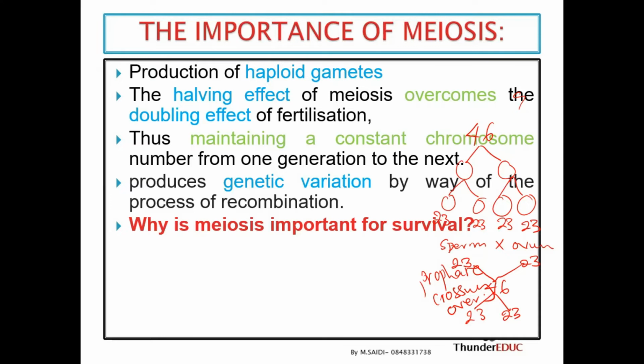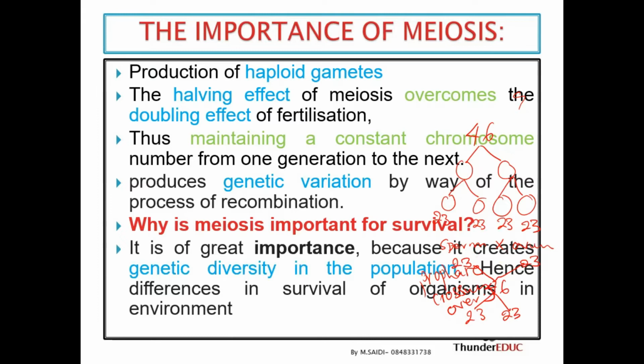Yes, if you can't survive, then it means that you have to migrate to the area which you can survive, or where you can compete better. If you can't, then you die. You are wiped out. So the importance of meiosis is to bring about variation, so that now there is survival of these organisms in the population. It is of great importance because it creates genetic diversity in the population, hence difference in the survival of the organisms in the environment. So basically that's what I say, that it brings about survival.